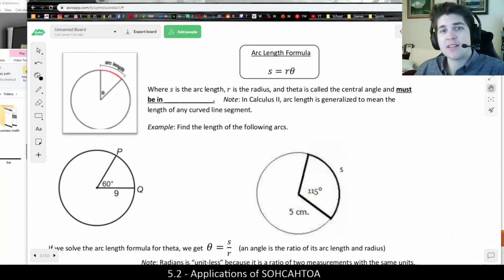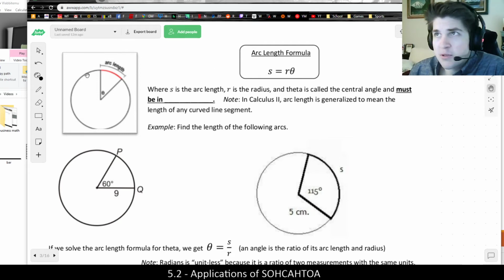In this video, I wanted to discuss what we refer to as arc length and sector area formulas, which actually has nothing to do with SOHCAHTOA at all, but is just something I wanted to talk about and haven't really been able to fit in anywhere else. Basically, these formulas have to do not with triangles, but with what we refer to as circular sectors.